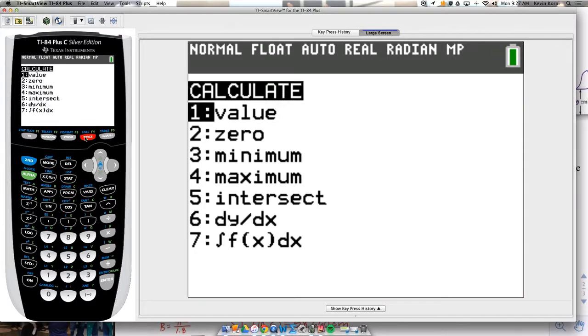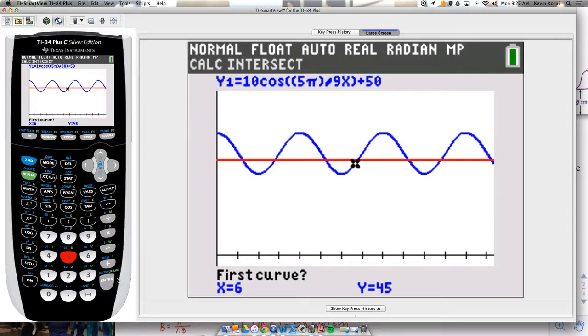Second trace then, number what? 5. And again, this is the easy part. Is this your first curve? Hit enter. Yep. Is this your second curve? Sure, calculator. Hit enter. Now for your guess, you can scroll on the second curve, which is the straight line. It's a little bit faster. And then get over to where you think it is and hit enter. And we get 1.074.